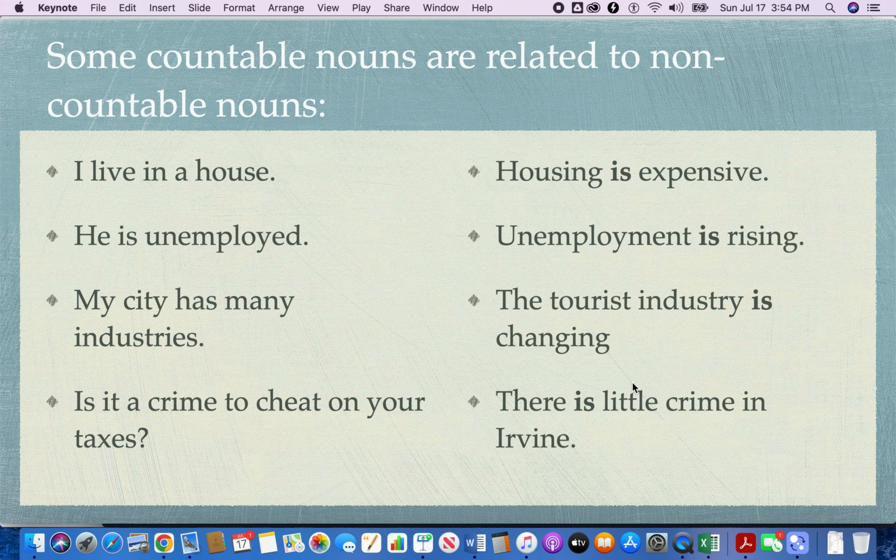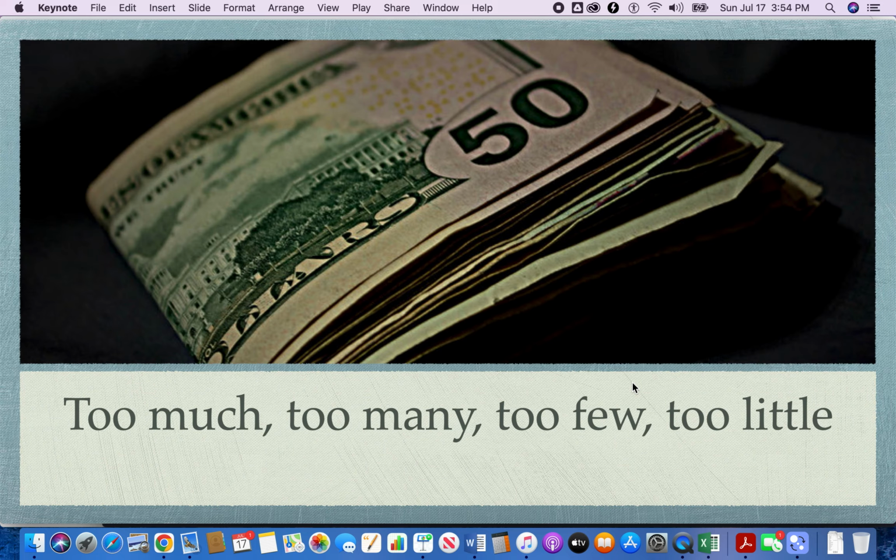Or the word crime. Is it a crime, countable, to cheat on your taxes? Well, there is little crime in Irvine. Or there are not many crimes in Irvine. But if you use is, it's non-countable.